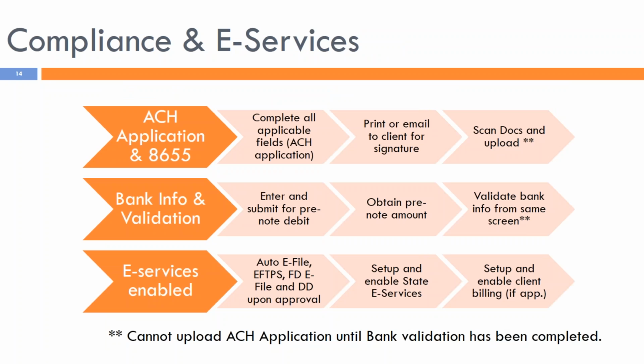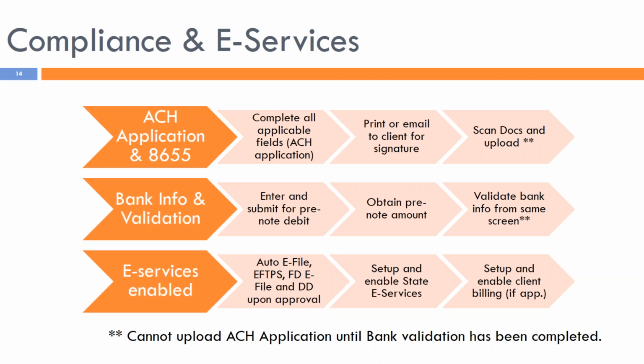Okay, so let's go over the process. In Payroll Relief, it's pretty simple. Okay. The ACH application and Form 8655, either one, complete all applicable fields on the ACH application screen. This information will automatically populate the application. Access each document from the respective screen, print or email it to the client, and have the client sign and date it. Either you or the client need to scan the signed documents and use the upload feature.